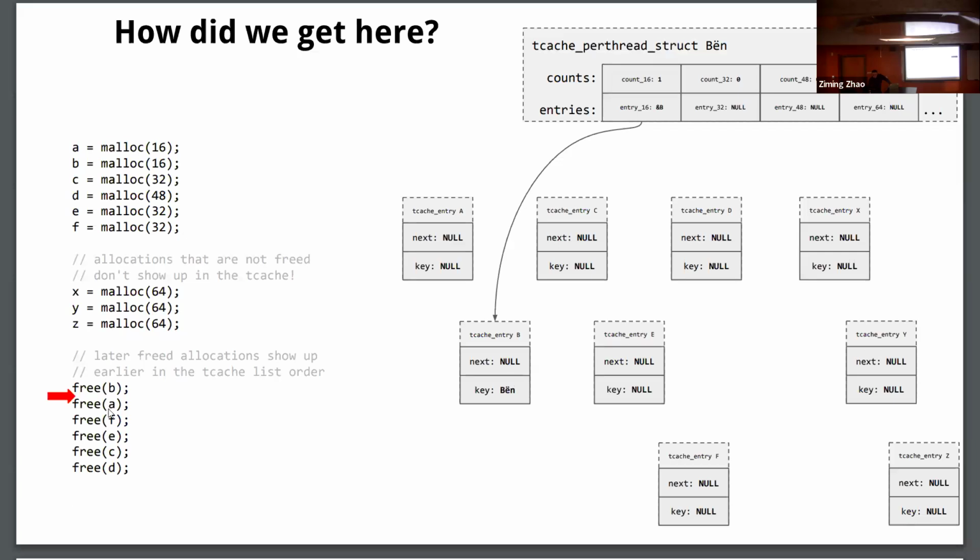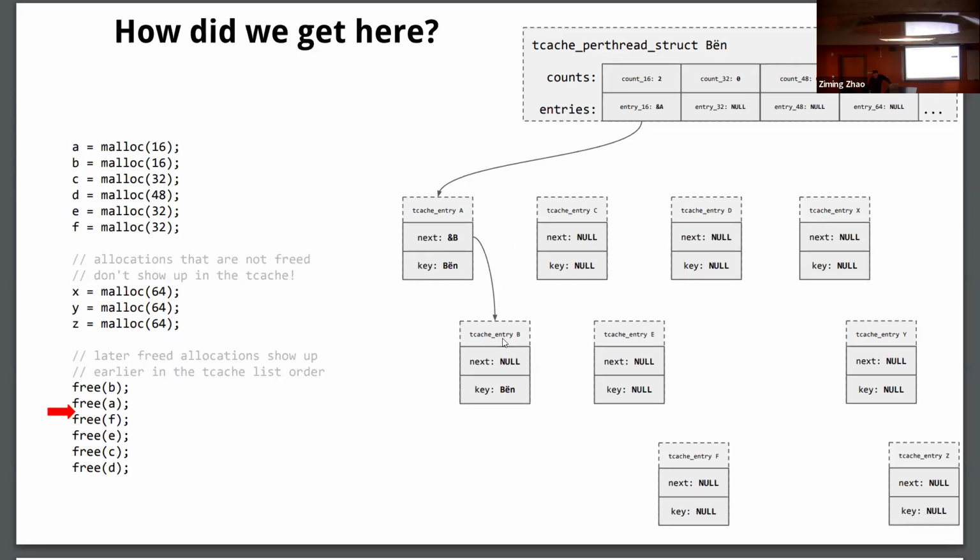Now we're going to free A, okay? A and B had the same size. So the memory allocator will insert A back to the head of this list, not the tail of the list. That's just how it is designed right now, which means this pointer will point to A, and A will point to B. So after we free A, we will have something like this.